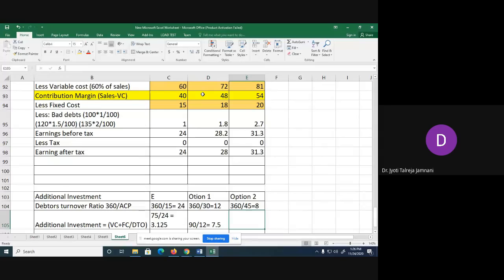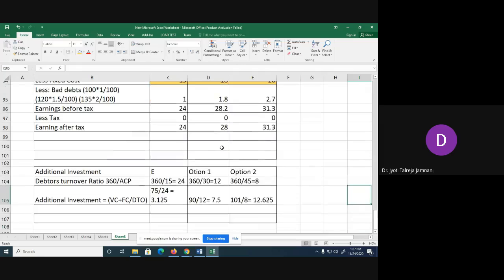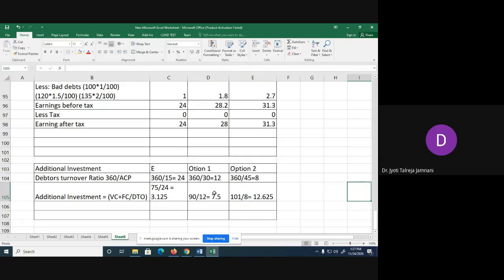The next, 81 plus 20, 101 divided by 8 times, 12.625. So this is the additional investment. We have to find the cost of additional investment.